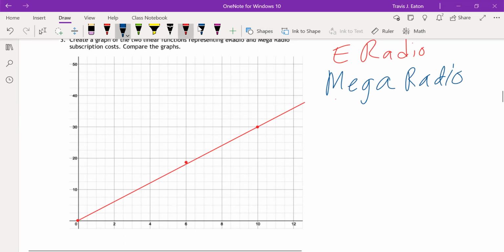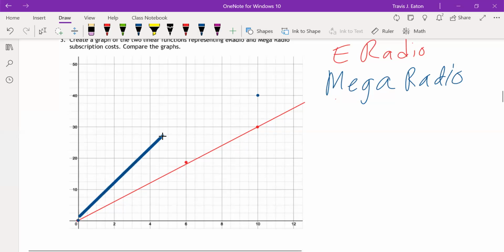I know that it's going to cross through the y-axis at 0. And I remember at 10 weeks, it was $40. You only need 2 points to create a line. So now I'll go back and put my line together.